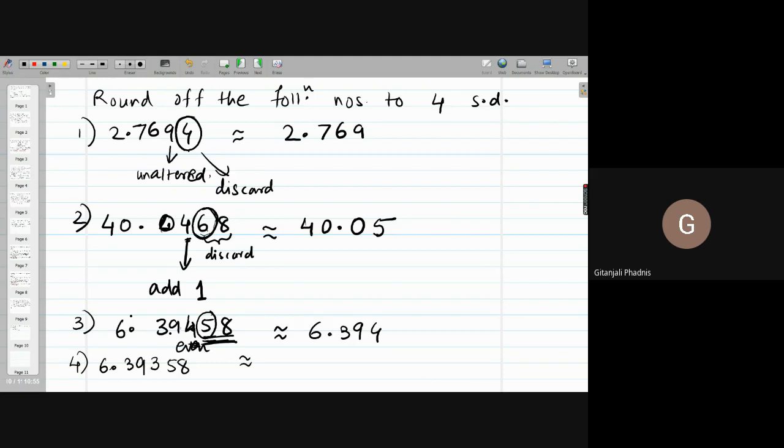Now I have taken a similar number, but instead of 4, I have taken 3 here, an odd number. So this will become 6.394. Have you understood these rules? Yes, ma'am. Good.